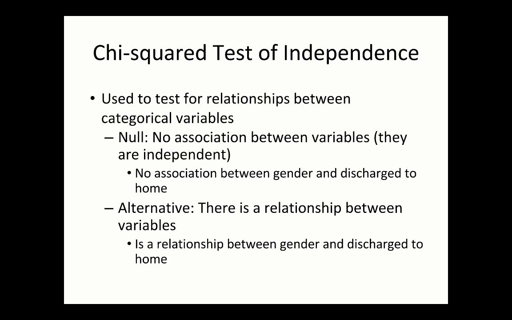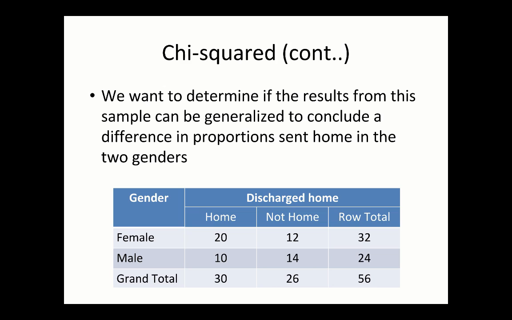Let's go back to our example with evaluating gender versus discharge to home. The null hypothesis would be that there is no association between gender and discharge to home, while the alternative hypothesis is that there is a relationship between gender and discharge to home. With the chi-square test, we want to determine if the results from this sample can be generalized to conclude a difference in proportions sent home in the two genders.